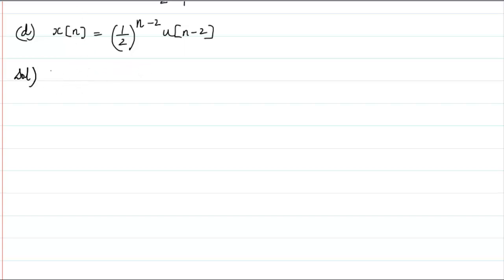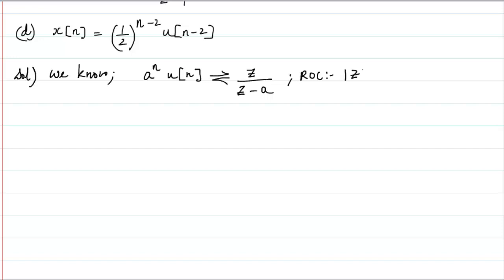We know that if we have a raised to power n u of n, the Z transform we have already found as Z divided by Z minus a, with ROC, since this is a right-hand side function, magnitude of Z greater than magnitude of a. This is what we have already studied. Therefore for (1/2) raised to power n u of n, the Z transform will be Z divided by Z minus a, where a is 1/2.